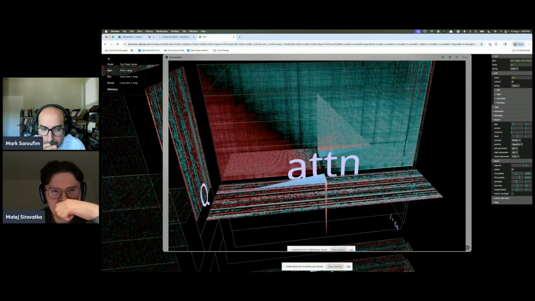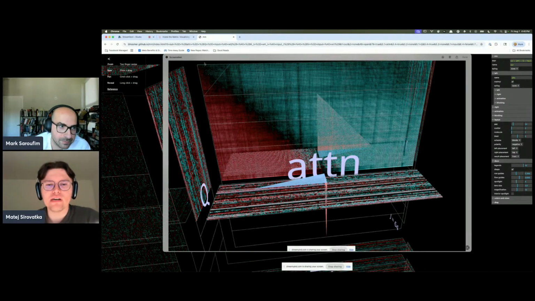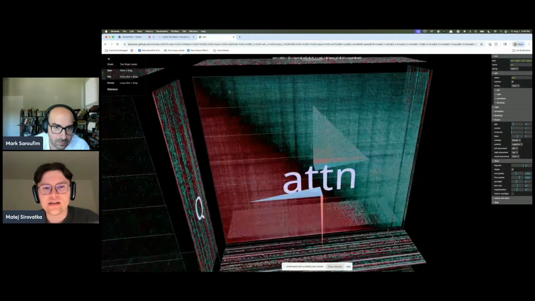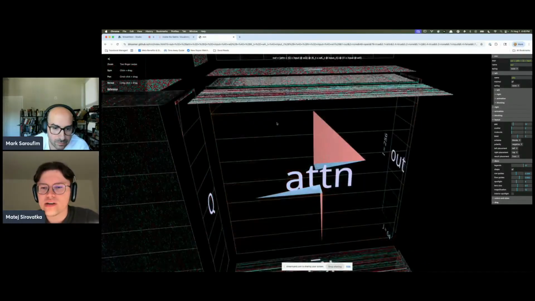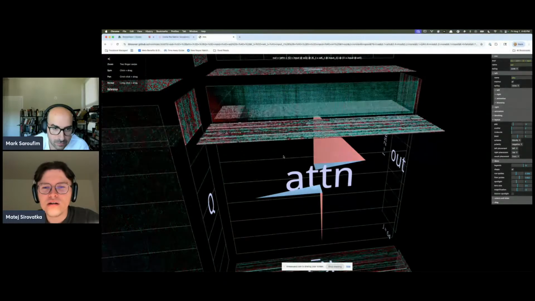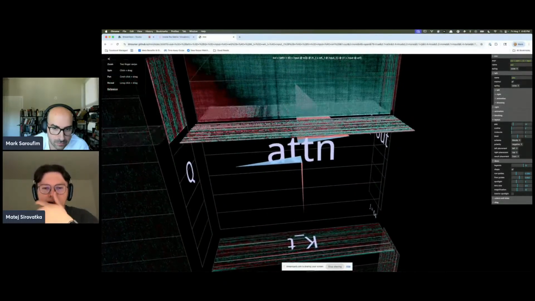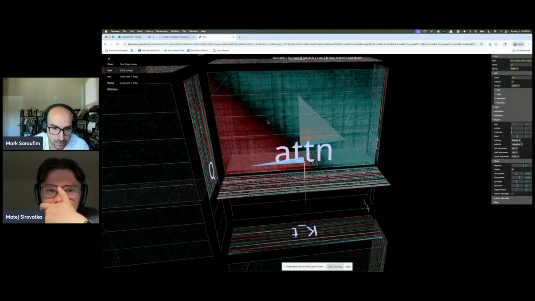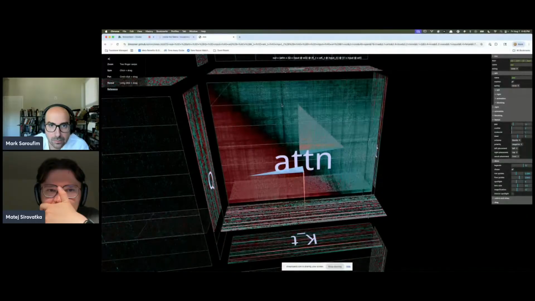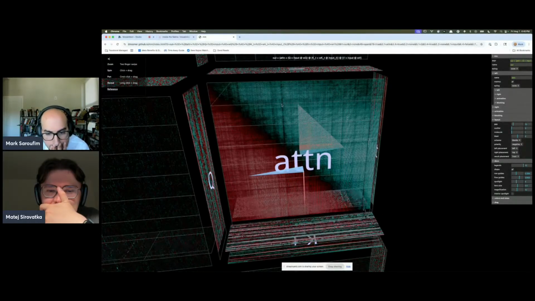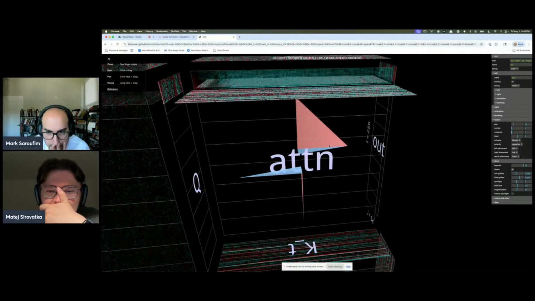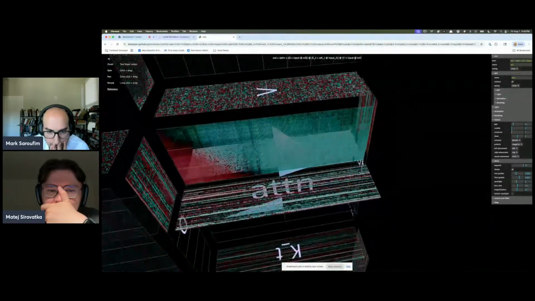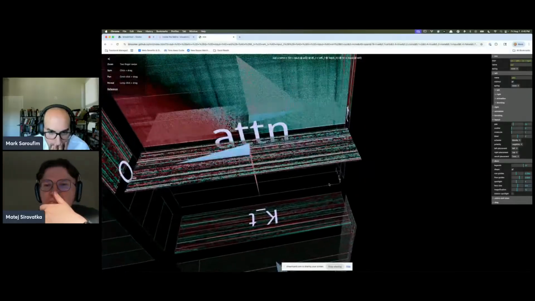Okay, can you go back to the visualization? Here you can't see the Q, here you can't see K, so it's very hard to see anything. You just see the output. Is your K on top or on the bottom? On the bottom. You're right, it looks very similar to the K to me.